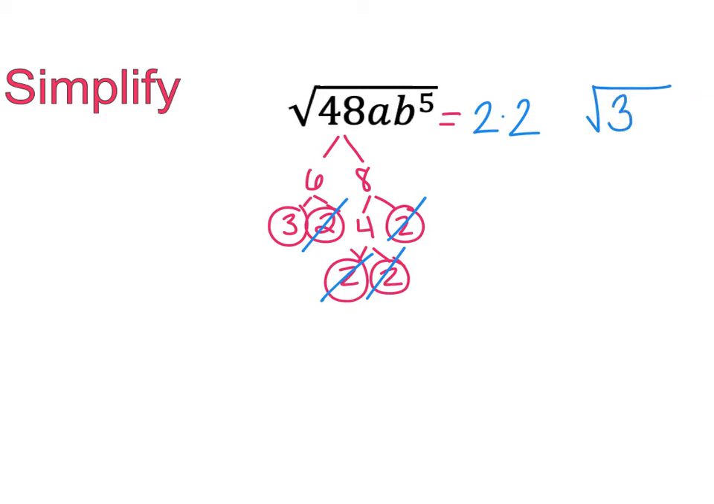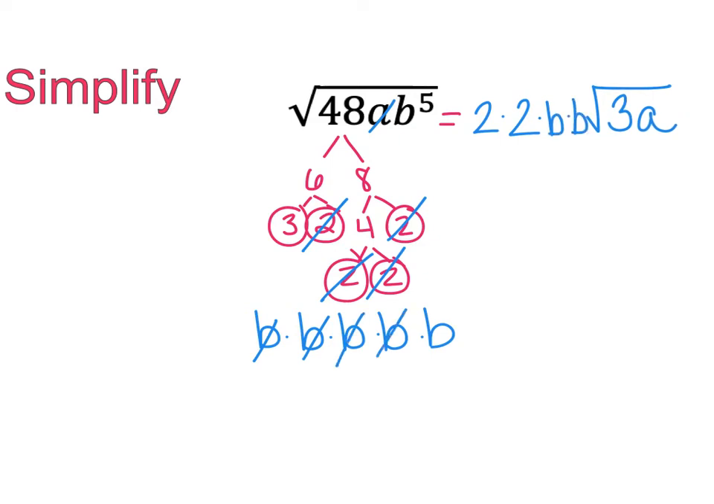I have just one a. I can't take the square root of a, so I'm going to leave that under the radical. B to the 5th, well, that means, let's look at it, I have 5 b's as factors. So I have a pair that comes on the outside, I have another pair on the outside, and then I have one left over on the inside.